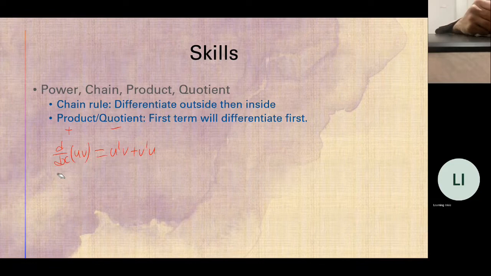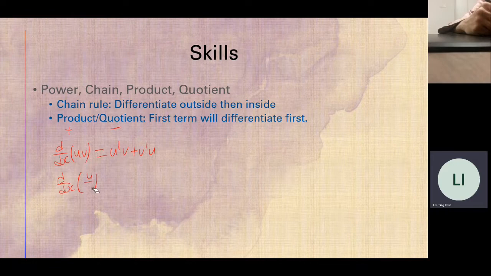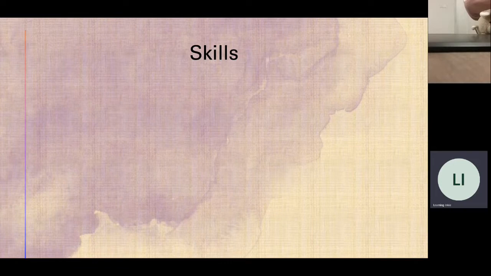Likewise, for the quotient rule, the first term is simply the numerator. All right, so I'm going to differentiate the numerator first, and then because it's quotient, it is minus. Then v prime u, and only thing to remember for quotient rule is to divide by the square of the denominator as well. So you have v squared in the denominator. All right, so quite simple, right? Hopefully you can remember these now.